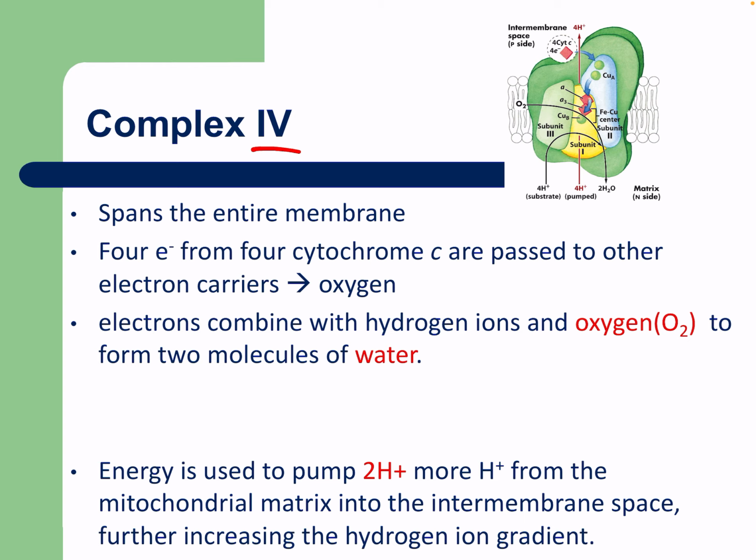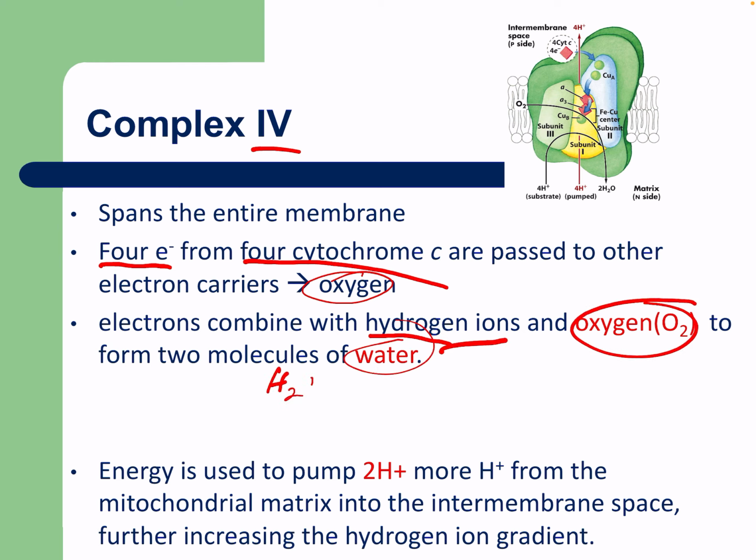So complex 4. Complex 4 spans the entire membrane, and 4 electrons from 4 cytochrome C are passed to oxygen, which is the final acceptor. Electrons combine with hydrogen ions and oxygen to form 2 molecules of water, H2O. Energy is used to pump 2 more hydrogen ions from the mitochondrial matrix into the intermembrane space, further increasing that hydrogen ion gradient we've discussed.